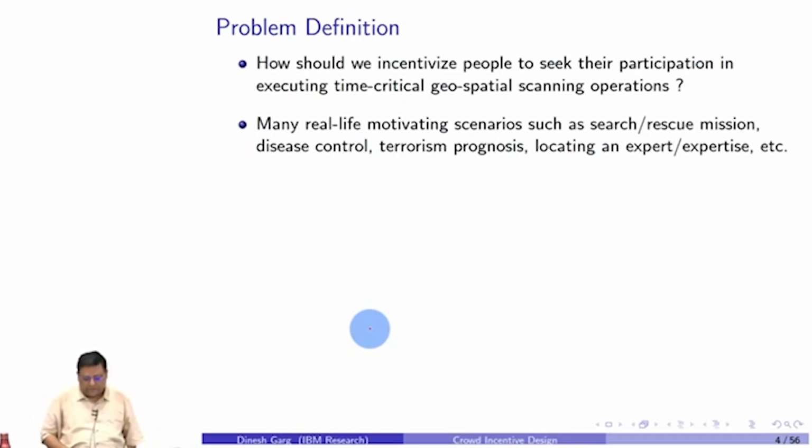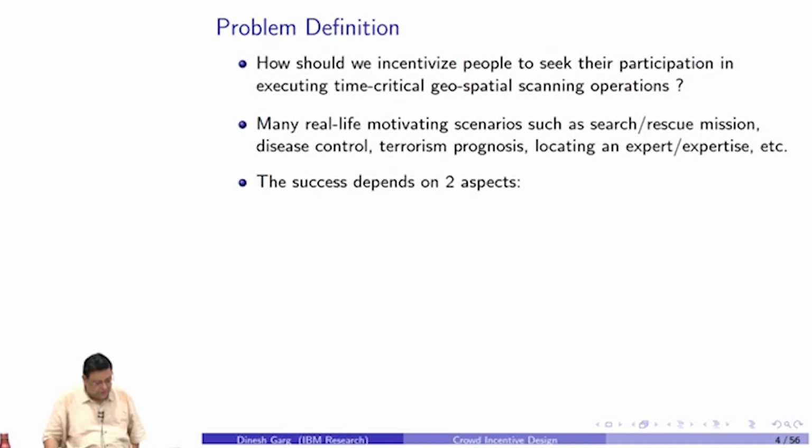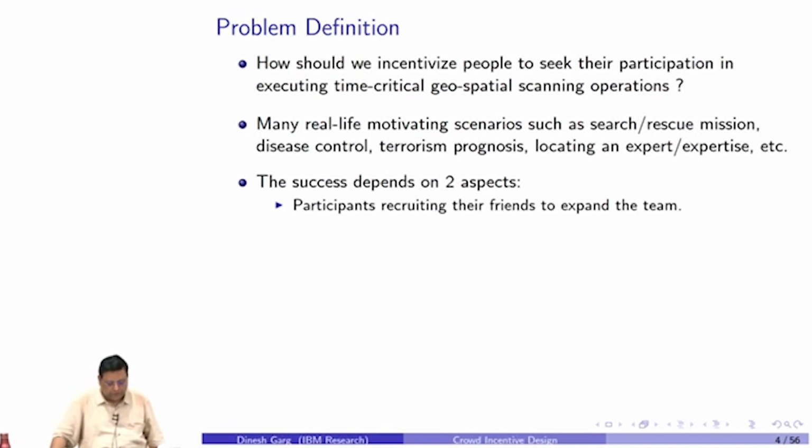Locating an expert or expertise, right? So all kinds of these things are some of the examples of the task. Any of these tasks, success depends on two aspects. Number one, participants recruiting their friends to expand the team. So how will you go?